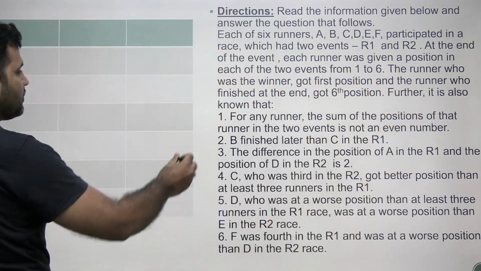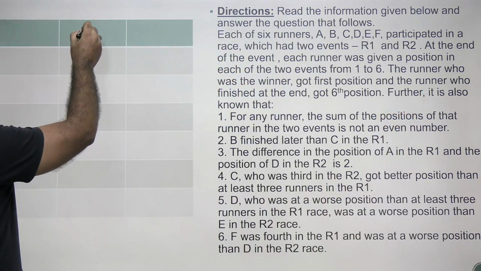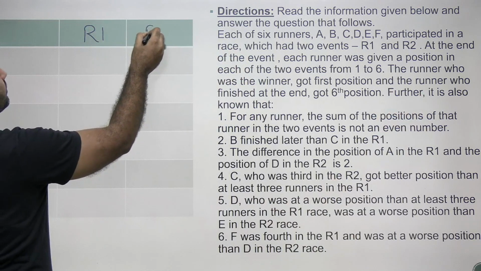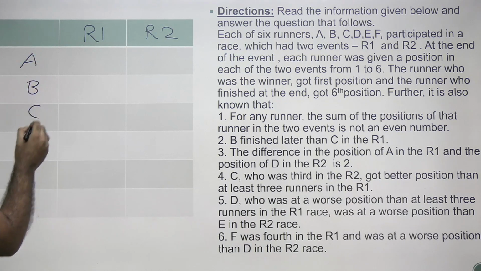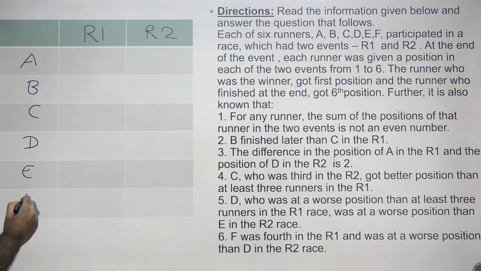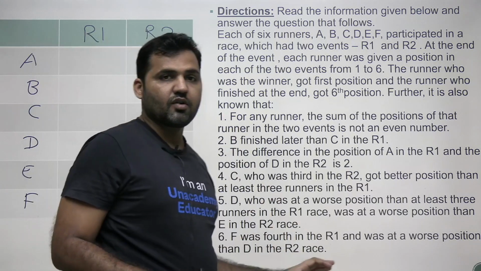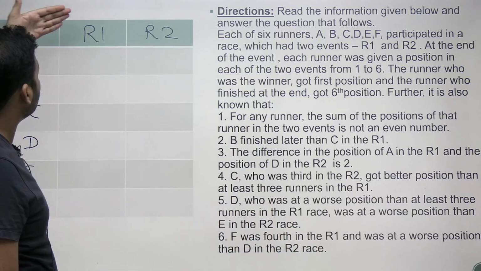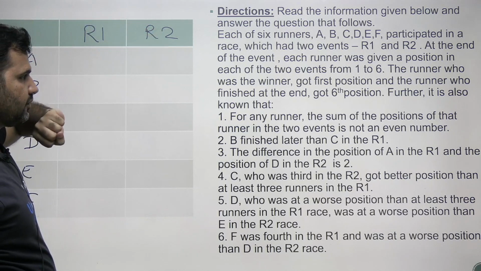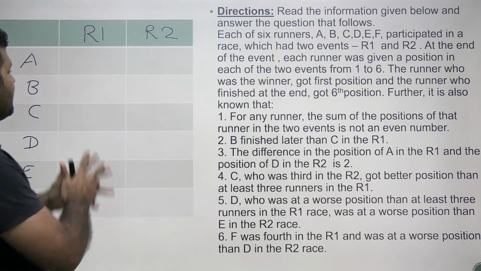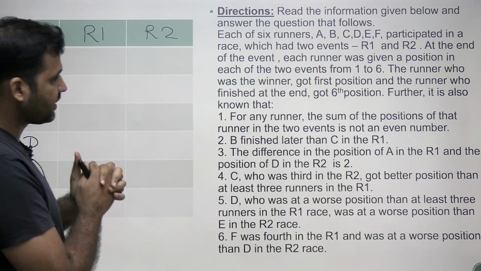So guys, we have 2 races, right? 2 races are given to us, race 1 and race 2. And the participants are A, B, C, D, E and F. And using these hints, we are supposed to determine the ranks of each of these 6 persons in race 1 and race 2. All right. So basically, we are supposed to find out the ranking here.